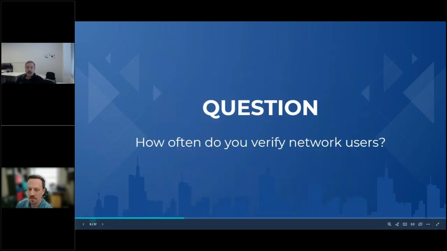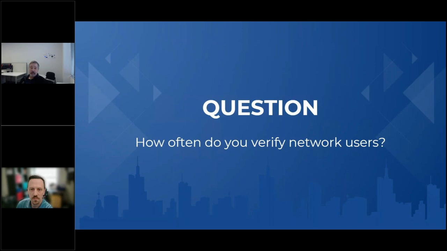Excellent. So we're going to start off with a question, and the question is quite simply, how often do you verify network users? Please respond to the question in the poll here. So do you always authenticate users? Do you only authenticate when they forget their car keys, or do you verify monthly just to keep it exciting? All right, so the correct answer is always authenticate users and authorize every request.